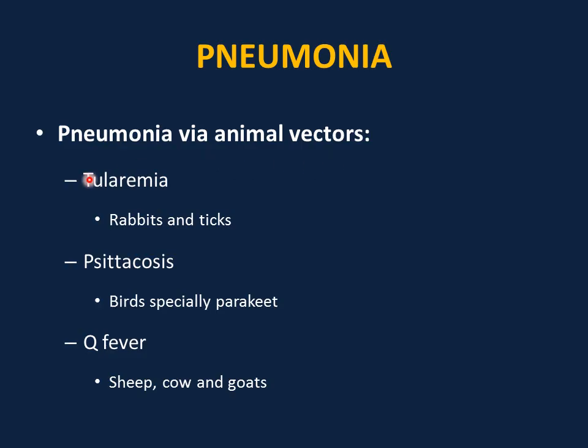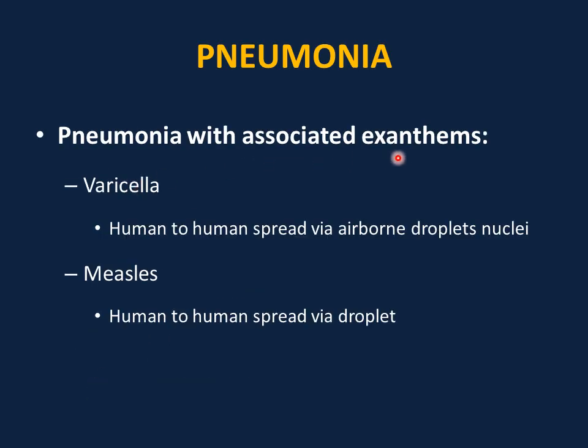Pneumonia via animal vectors: tularemia via rabbits and ticks; psittacosis, birds, especially parakeets; Q fever, sheep, cows, and goats. Pneumonia associated with exanthem: varicella and measles.